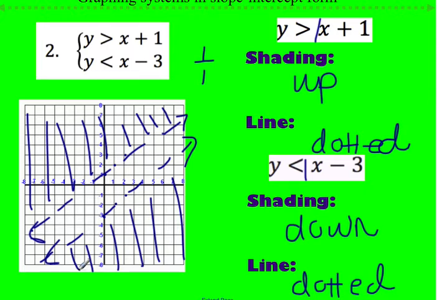So you notice how my shading never crossed? Just like if the lines never crossed before, we had no solution. So for this one, because our shading doesn't cross, there is no solution for number 2.